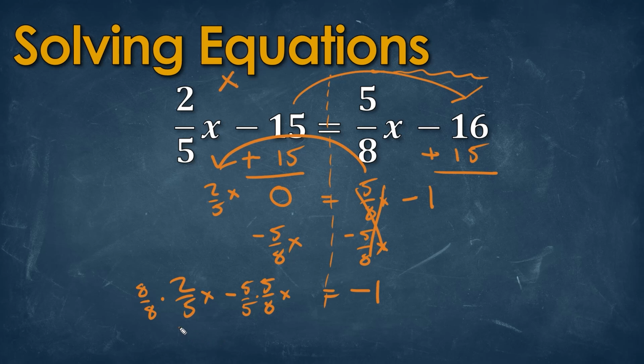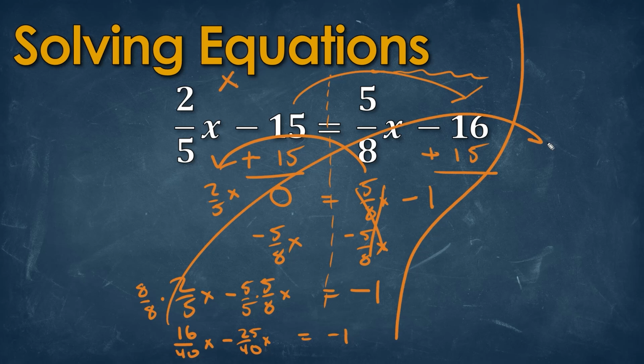So if we multiply that out, we'll have 16 over 40x minus 25 over 40x, and that's equal to negative 1. So now we're going to take this and move it over here on this side. So again, we have 16x over 40 minus 25 over 40x, and that is equal to negative 1. Now we can simplify this out. There's a couple ways we can do it.